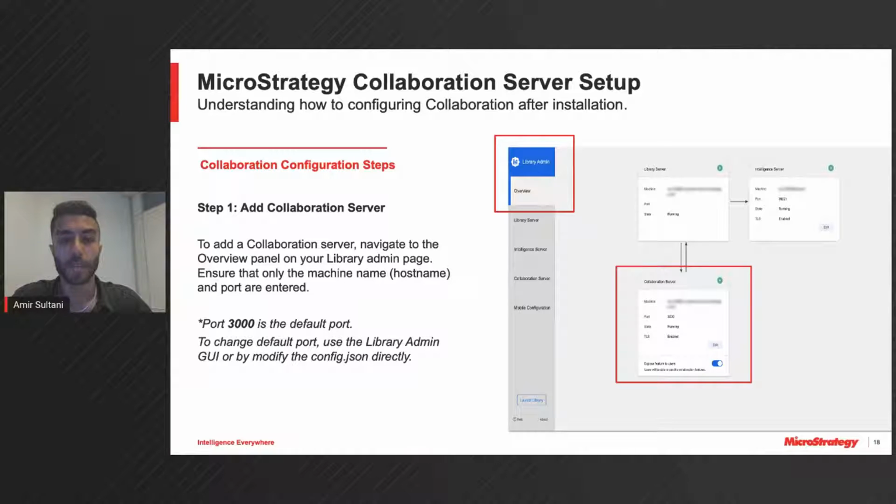If you'd like to change the default port for communication of the collaboration server, you can do it through the Library admin GUI directly or by modifying the config.json directly. As stated previously, the default port is 3000. However, if I select the Edit button in the Overview tab, you will notice that you are able to change the value accordingly.